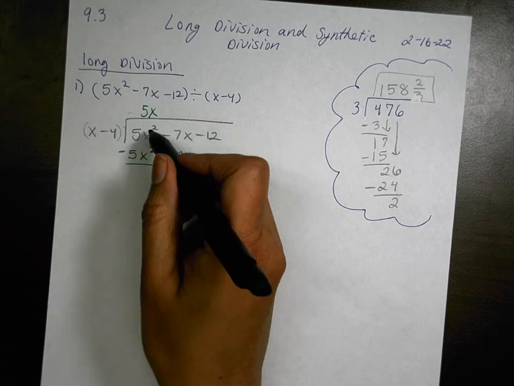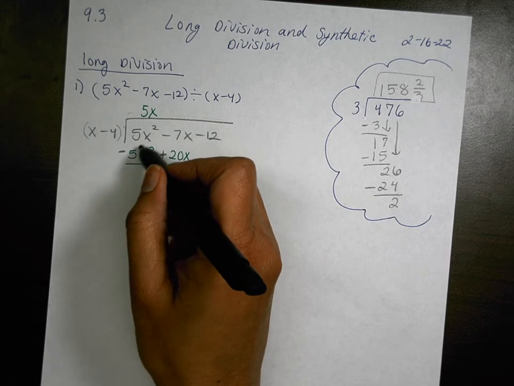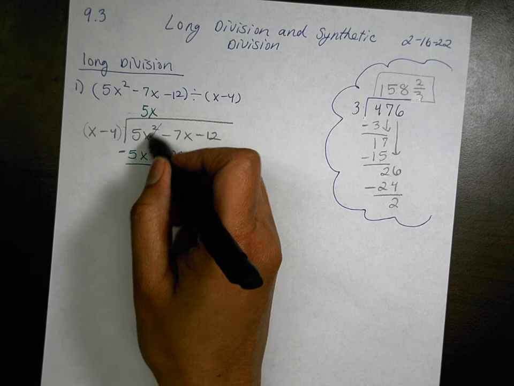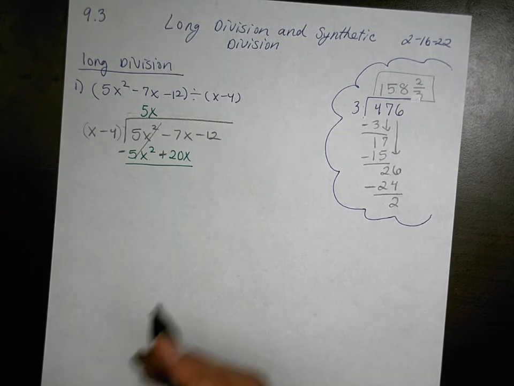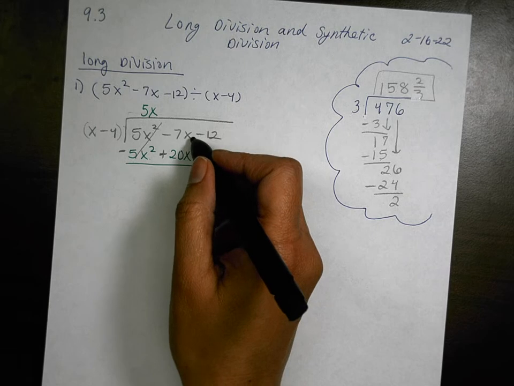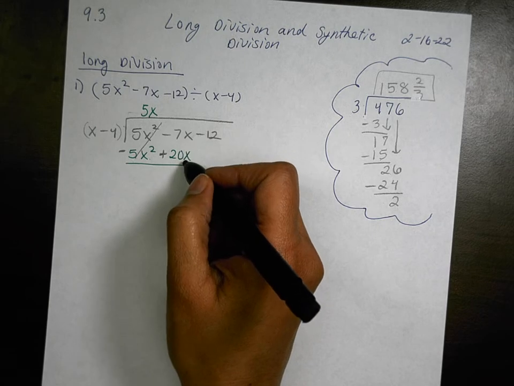Okay, what happens here? What happens to these two terms? That's always going to happen. Your first set of terms should always cancel out. Here, you're going to combine negative 7x plus 20x.